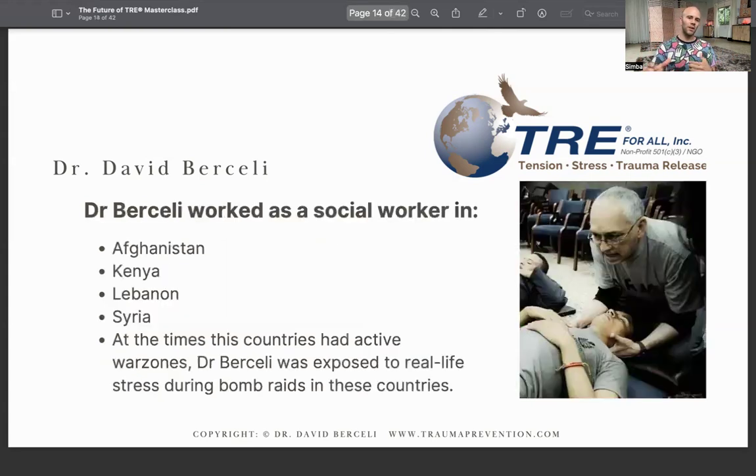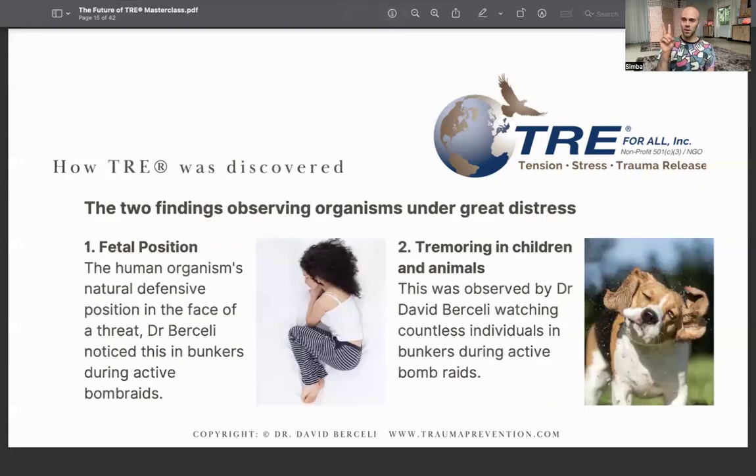And when he was working in these areas, he was in Afghanistan, Kenya, and Lebanon. Many times there were active wars or bomb raids, right? So they had to go down into bunkers for shelter. And as he was sitting in those bunkers for hours, many times, he made two significant findings. Whenever a bomb would drop, it would create a large, loud sound, of course, and everyone would go into fetal position. He also noticed that the animals and his children were shaking the whole time. And afterwards, they just walked out of the bunker like nothing had happened, whereas he noticed that he himself and the other adults were clearly traumatized and affected by it.